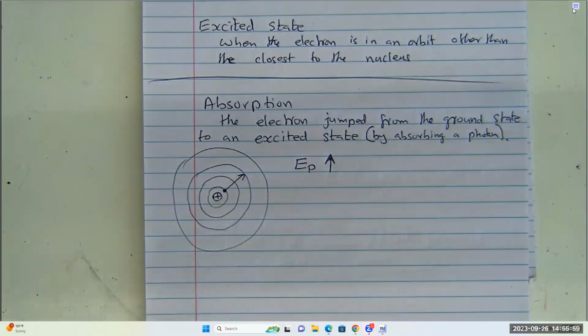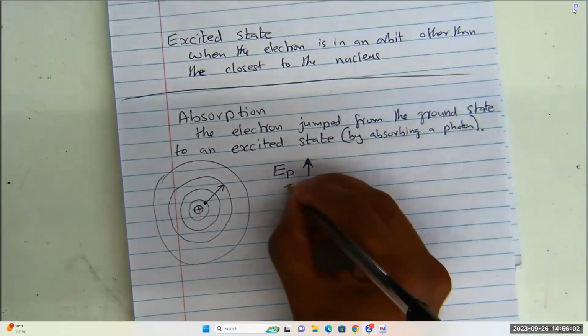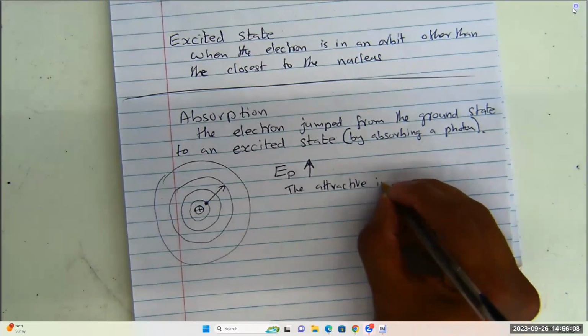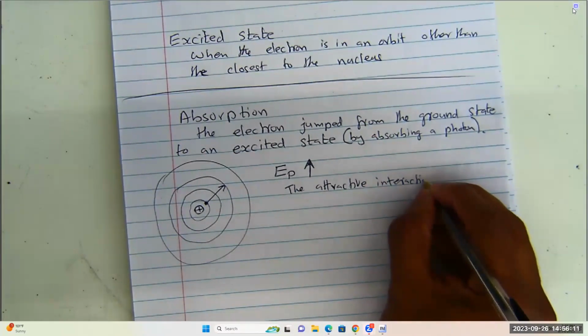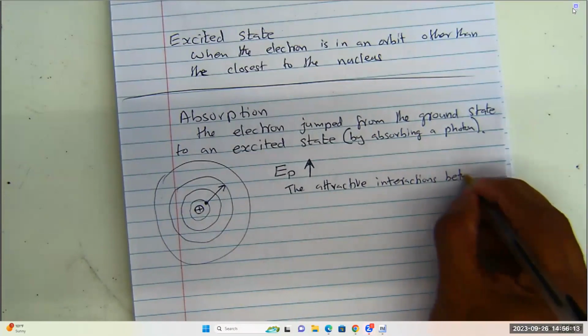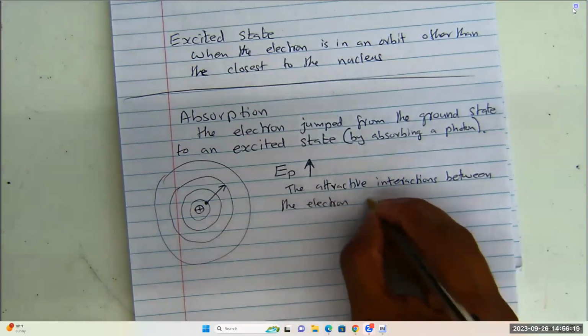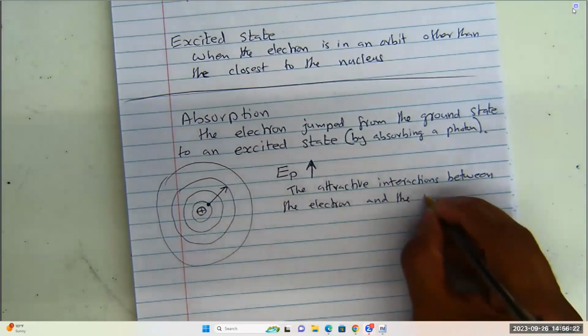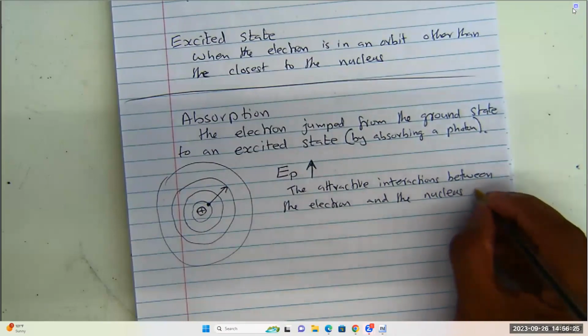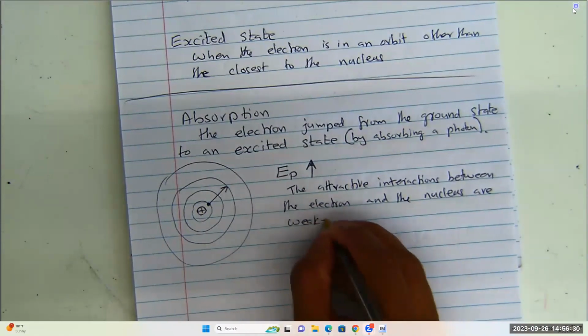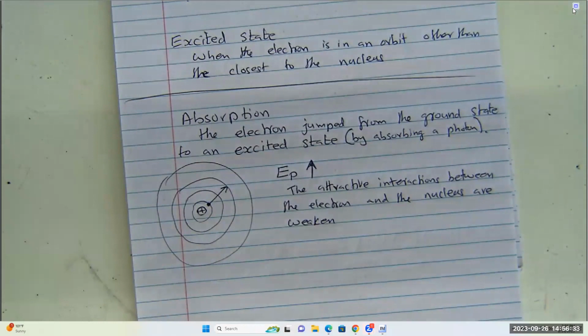It's increasing. Why? The attractive interactions between the electron and the nucleus are weakened when the electron goes to a high energy state, goes away from the nucleus. I didn't write that, but that's implied.